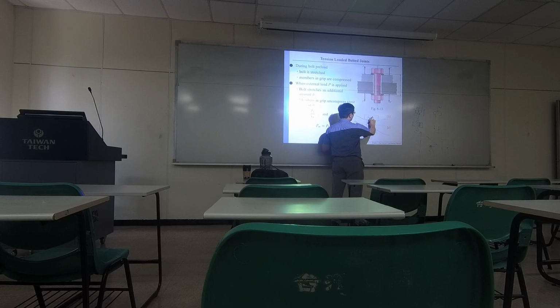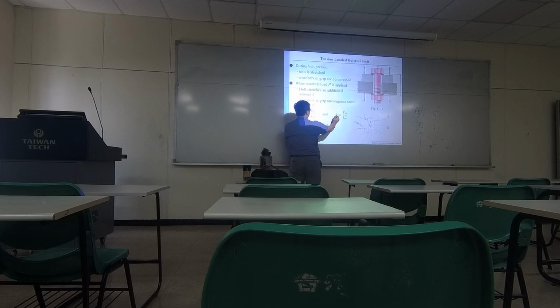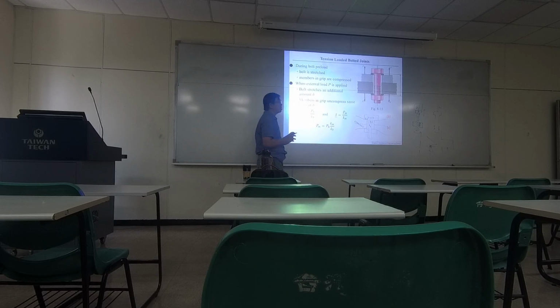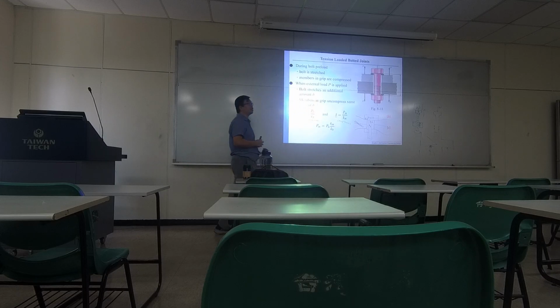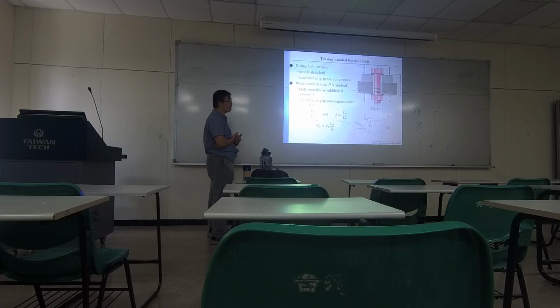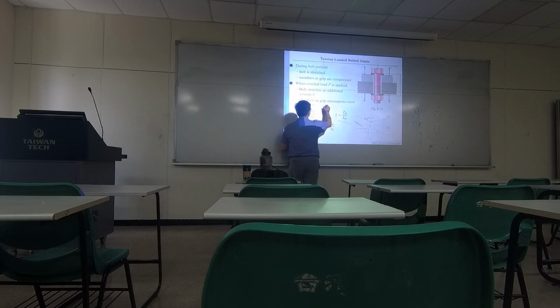Since the bolt is being stretched by delta, that means the members are being compressed by delta as well. So same amount of delta, same amount of displacement, but the bolt is being stretched, while the member is being compressed. And they are all within the linear elasticity range, so F equals K times delta X is still valid.